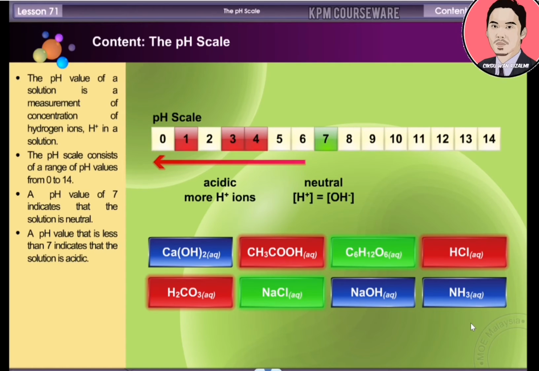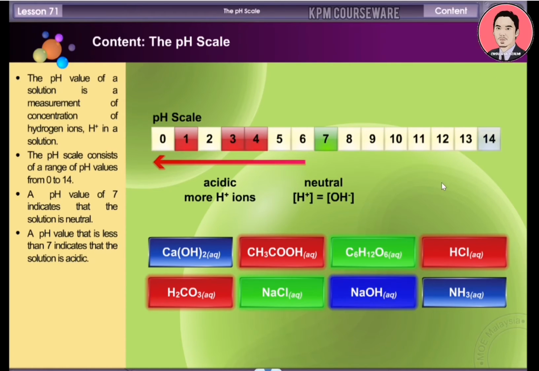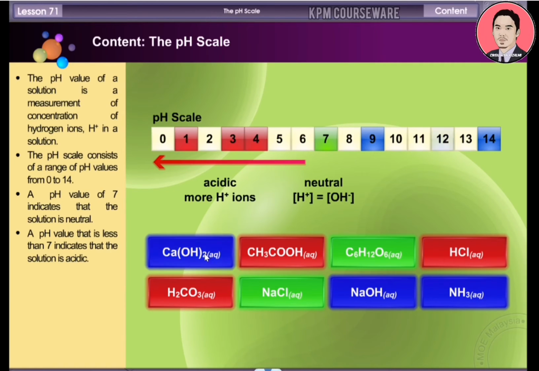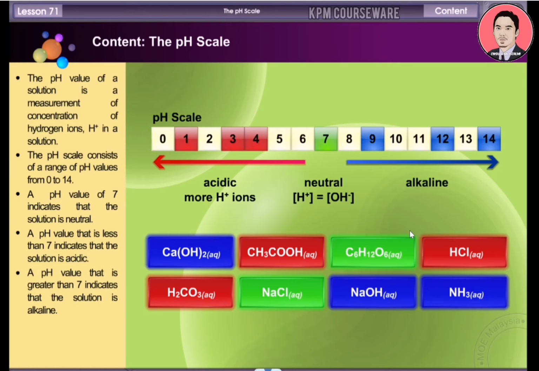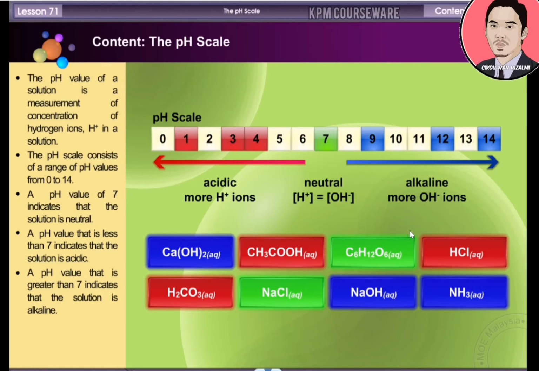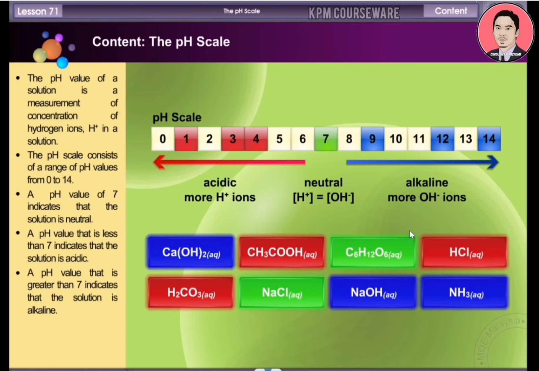Click on the alkaline solutions. The pH values of all the alkaline solutions are greater than 7. At pH values of greater than 7, the concentration of hydrogen ions is less than the concentration of hydroxide ions. Therefore, a pH value that is greater than 7 indicates that a solution is alkaline.